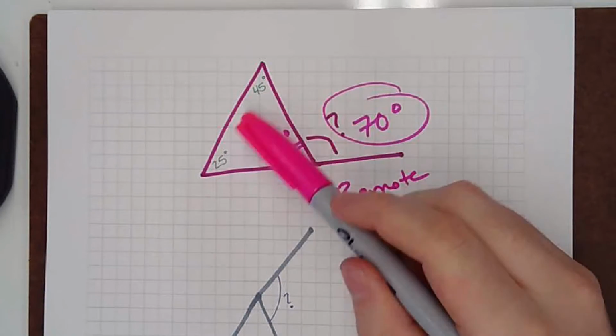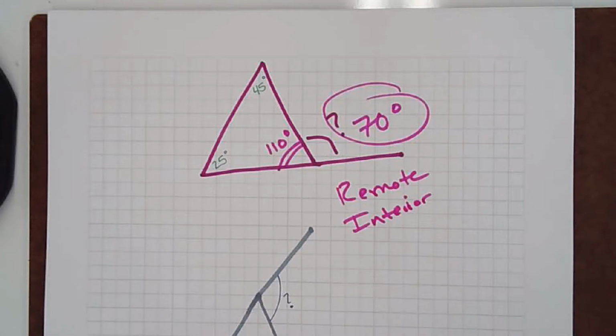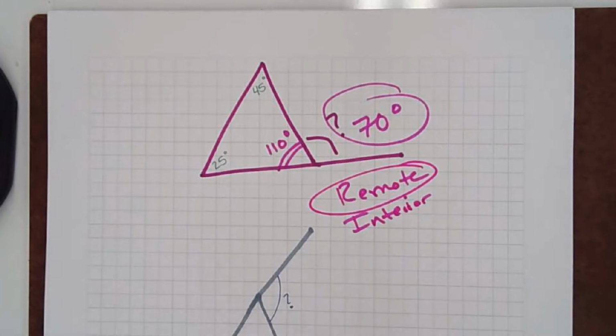These two angles are on the inside, but so is this one. The key word here is remote. Remote meaning what? Who can tell me what remote means in this context? Carson. Does it matter? It doesn't matter. That's not what remote means.